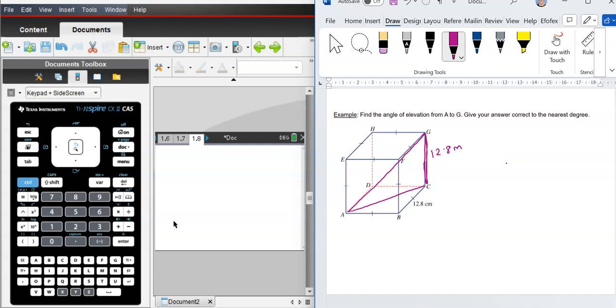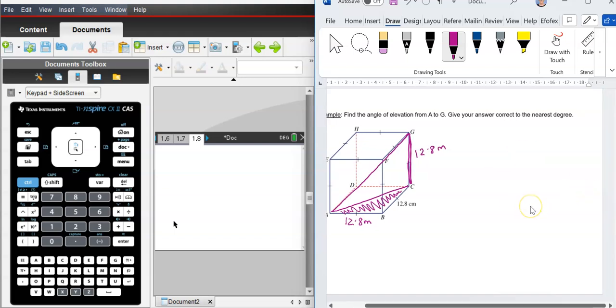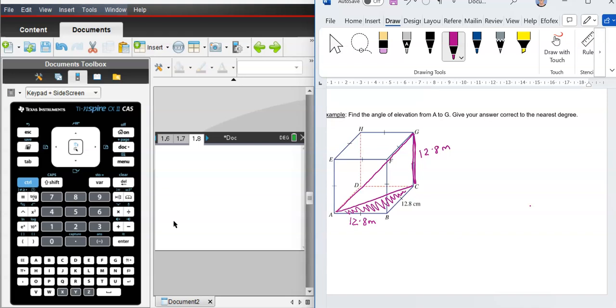If you can imagine this triangle at the bottom here, I'll just colour that in a little bit. You'll see what I'm talking about, I hope. So I know it's 12.8 metres from A to B, and I know it's 12.8 metres from B to C, but I don't know the distance from A to C. Okay, so if I start with that triangle, I would be able to do something.